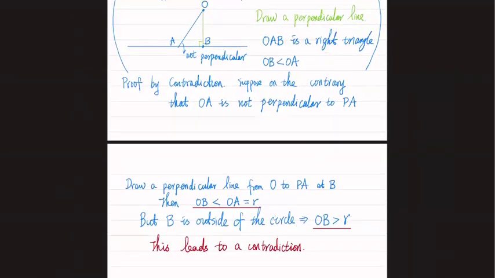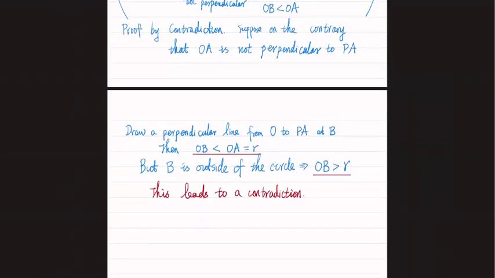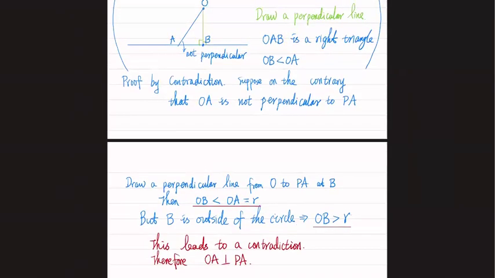Therefore, the hypothesis is wrong and OA must be perpendicular to PA. This completes the proof. Okay, at this moment, let's recall the four types of proofs we learned before. One is proof by contradiction. What are the remaining three proofs?